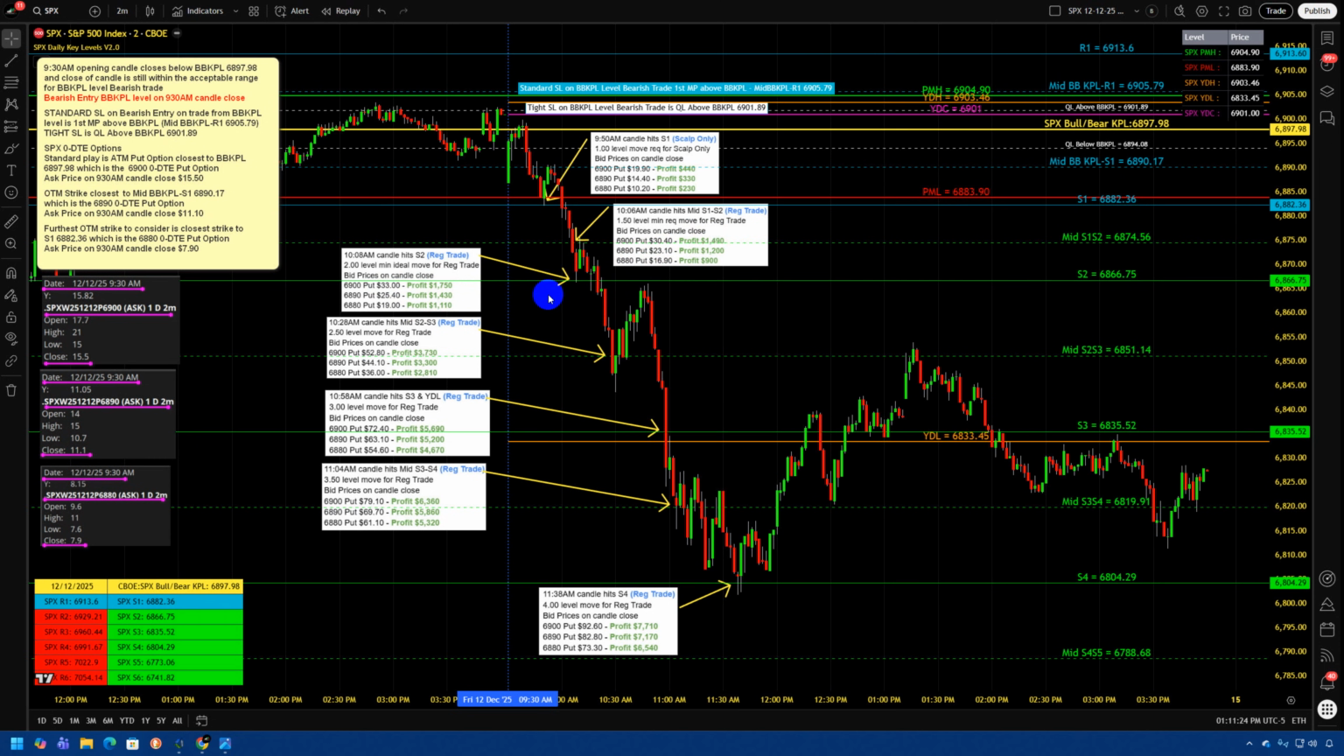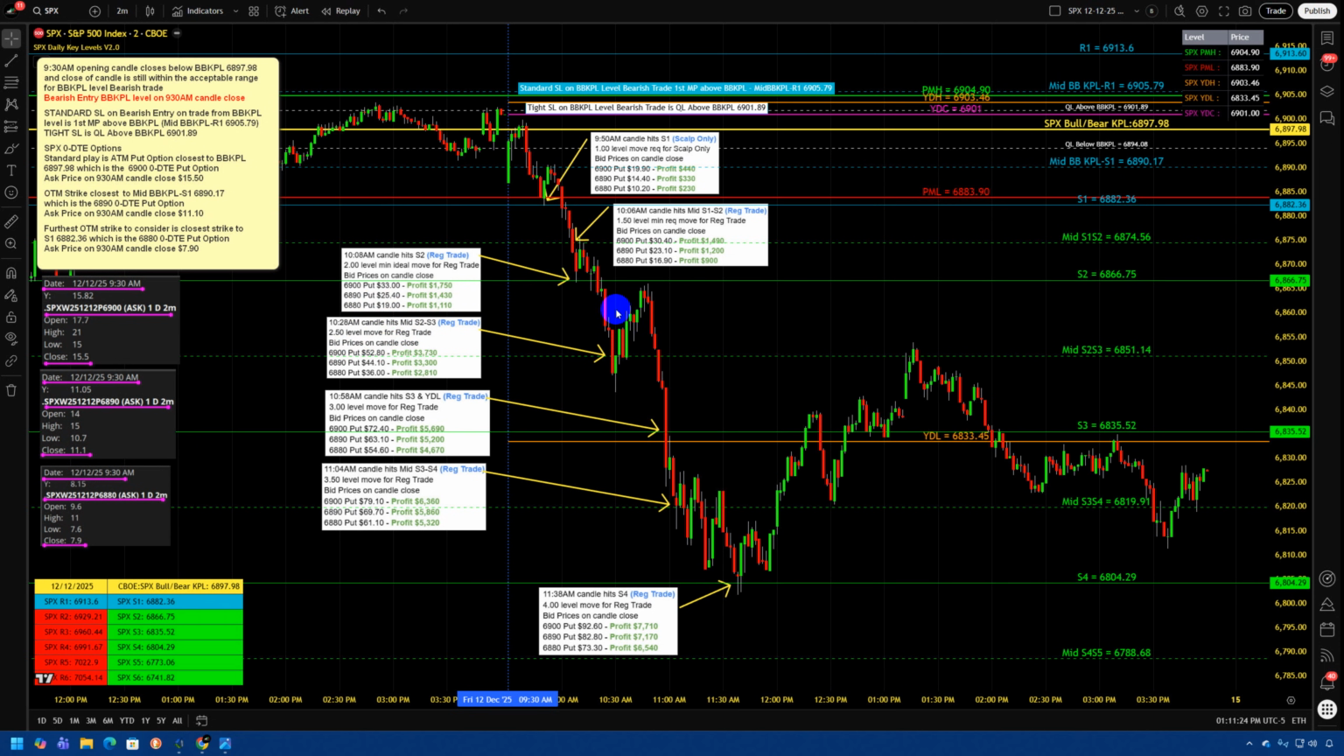Okay, so here on this, it hits the S2 level. As you can see, it also backs off. So these bid prices are based on the candle close after the back off. If you exited on the touch of the level, then you would have gotten better prices than these. The 6900 is $33, profit $17.50 per option, 1,750 per option. 68.90, 25.40, profit 1,430 per option. 68.80, $19, profit $1,110 per option.